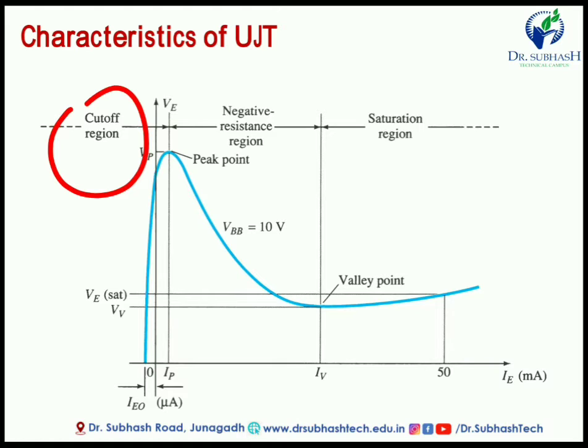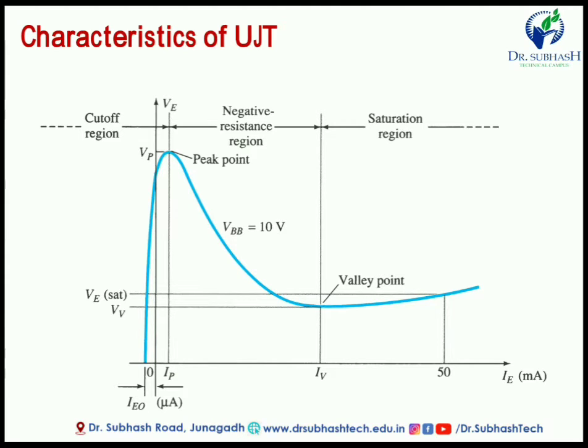In the cutoff region some microampere current flows, in terms of negative current, so IEO is known as the cutoff current. Whenever the emitter is open, the current is in terms of microampere, so it is known as IEO. So this is about the cutoff region. The cutoff region is over after the peak point.